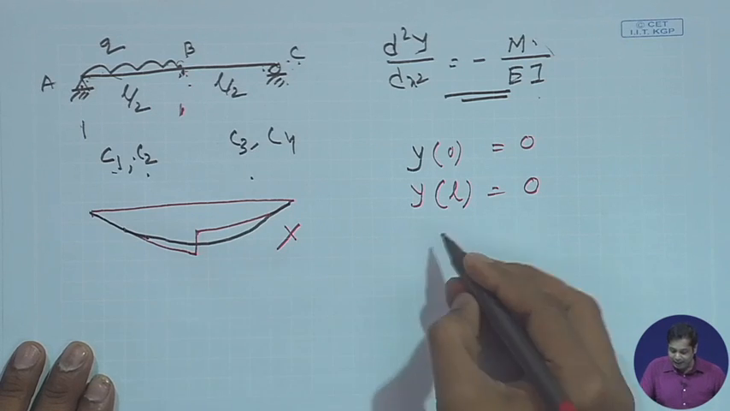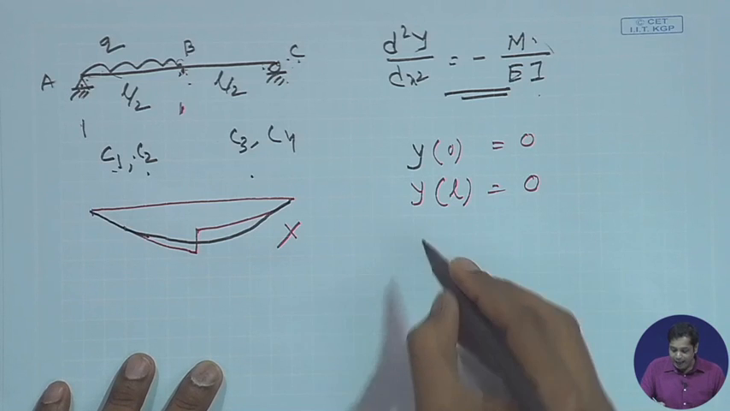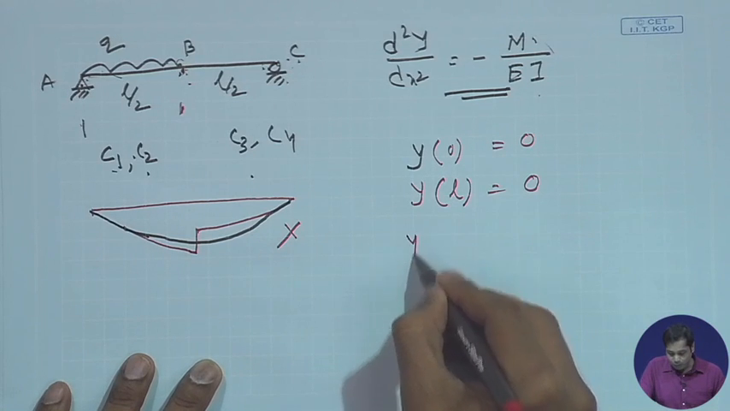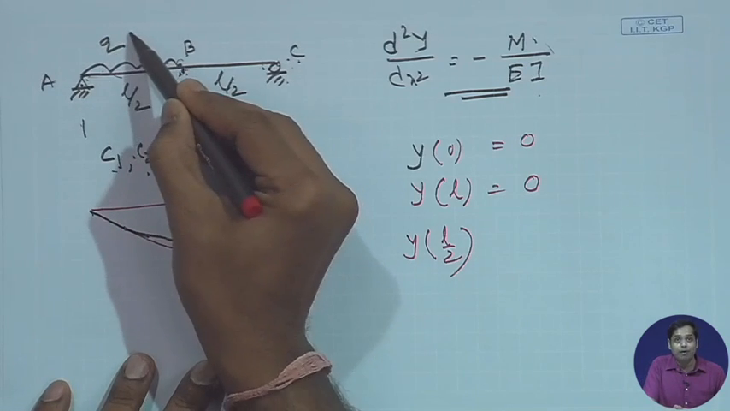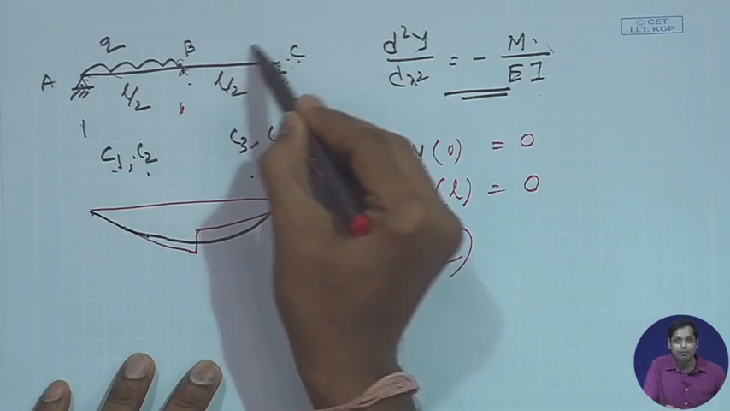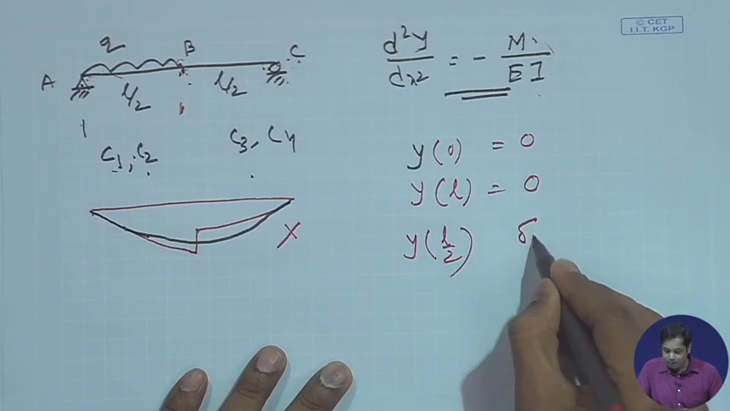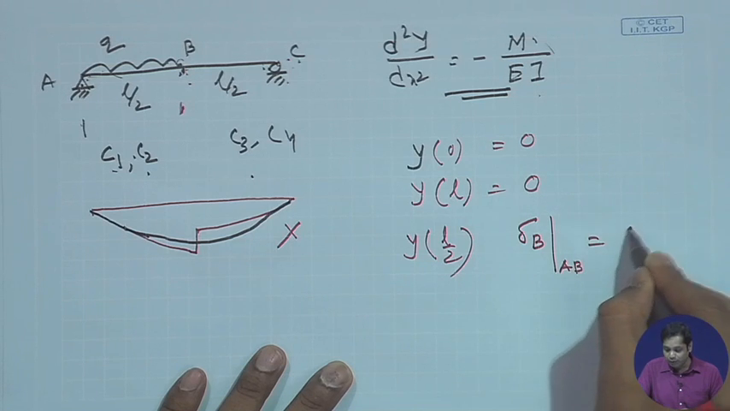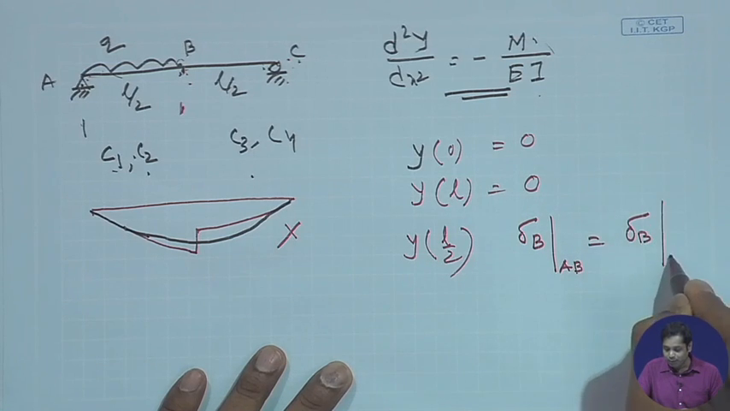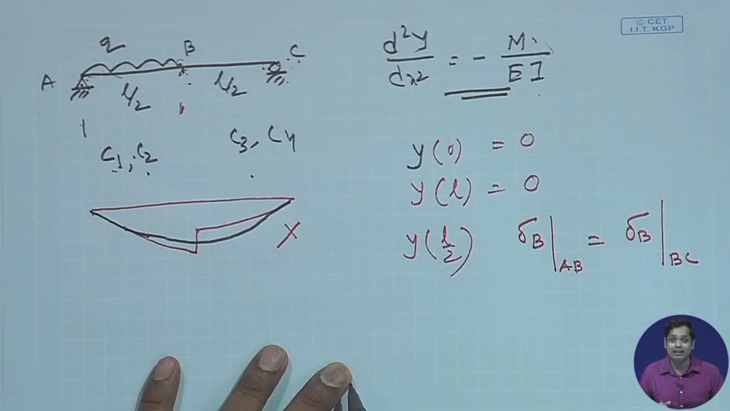So at x equal to L by 2, at point B, one condition is that your deflection computed from this part and deflection computed from this part should be the same. Means delta at B computed from AB should be equal to delta at B computed from part BC. So this will give you one more equation.